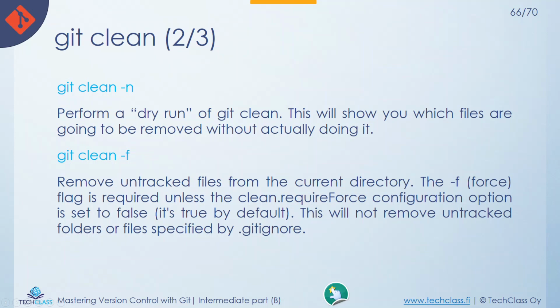Here we have two parameters that we can use. What git clean -n does is only show you which files are going to be removed. They are not really being removed, but it shows you that if you run git clean, these files will be removed. So it's always recommended to run it first and then actually run git clean. And then -f forces those files to be removed.